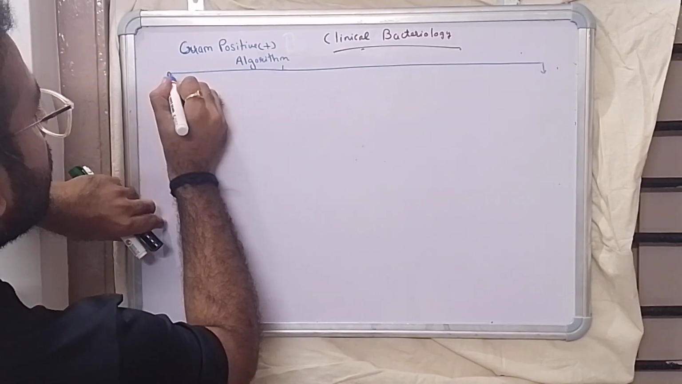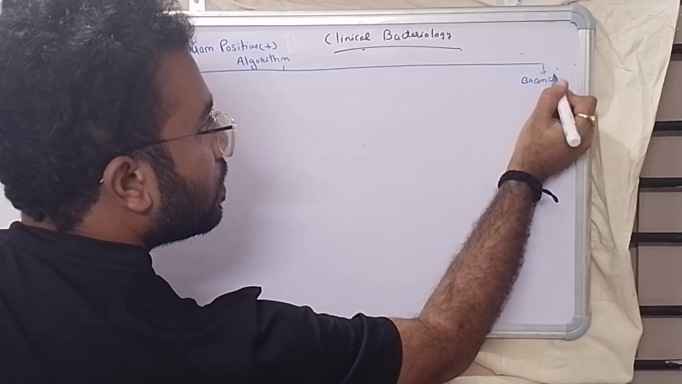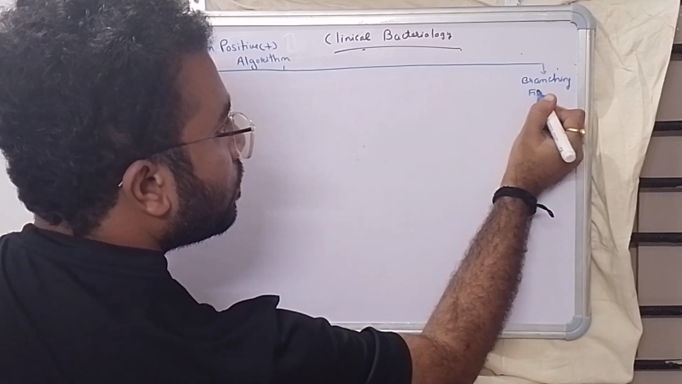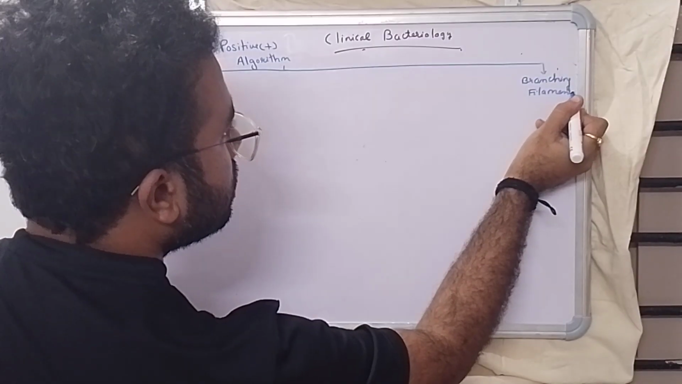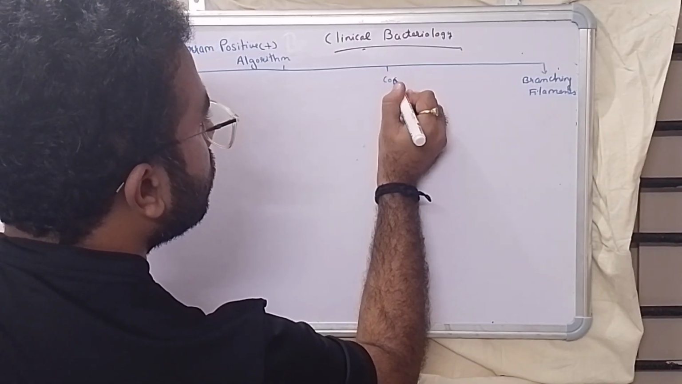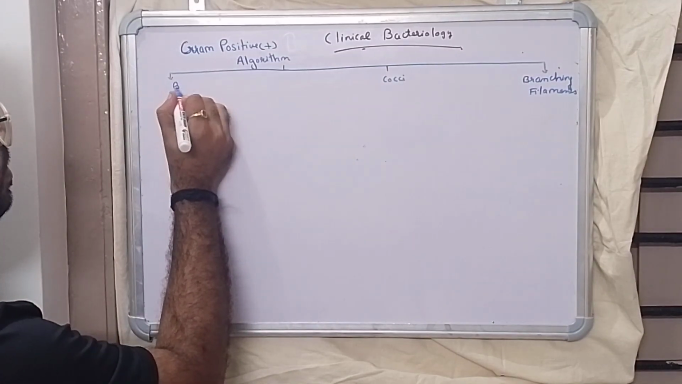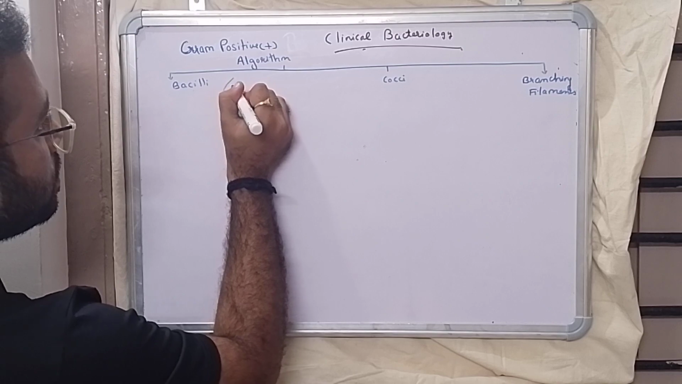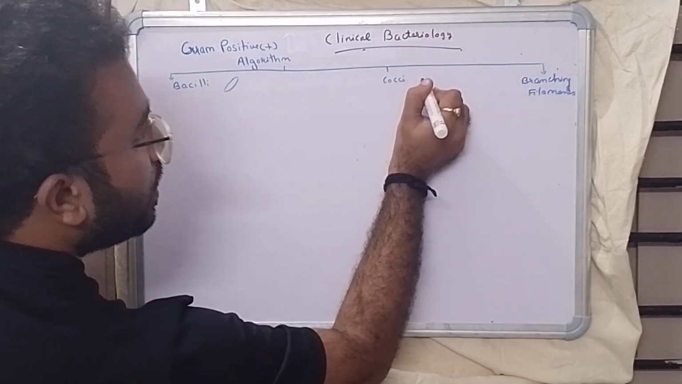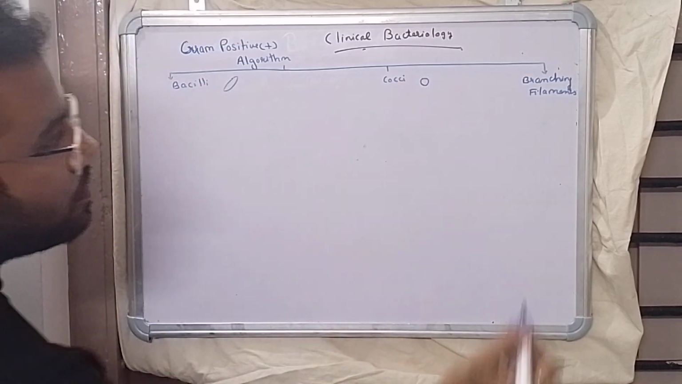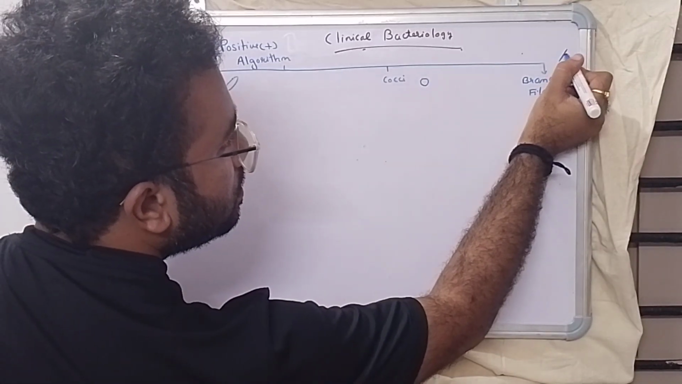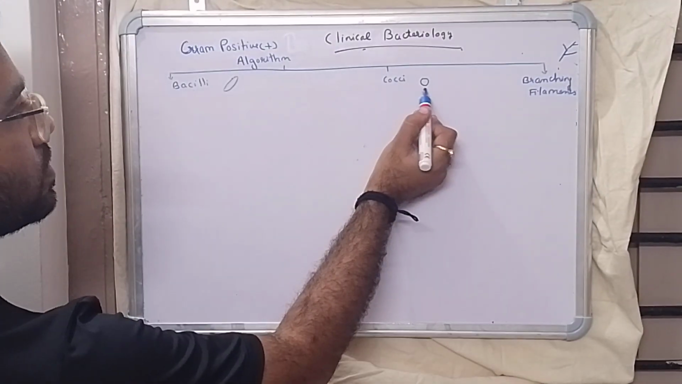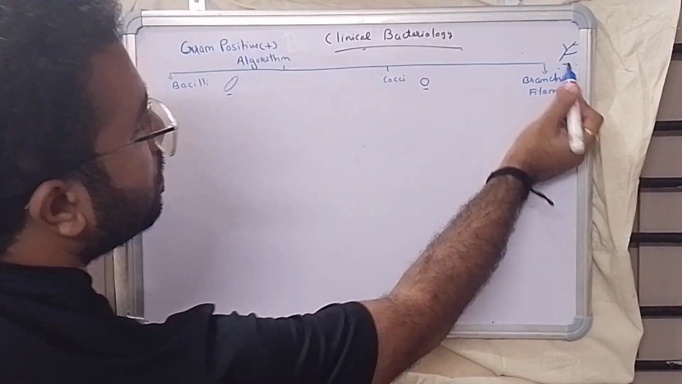So here we will write branching filaments, here we write cocci, and here we write bacilli. Bacilli shape is like this, cocci shape is like this, and branching filament shape is like this. It branches, it branches, it branches. See this shape, see this shape, and this is the shape.